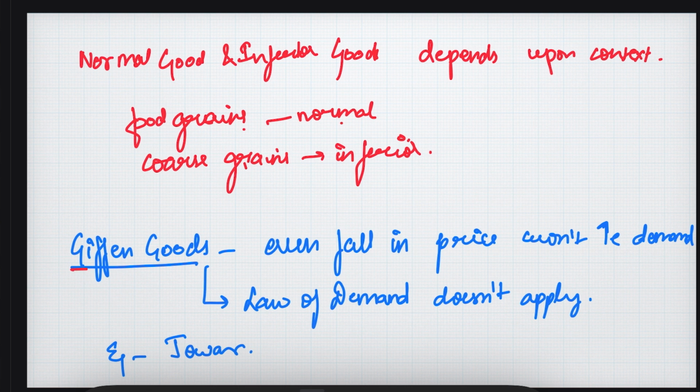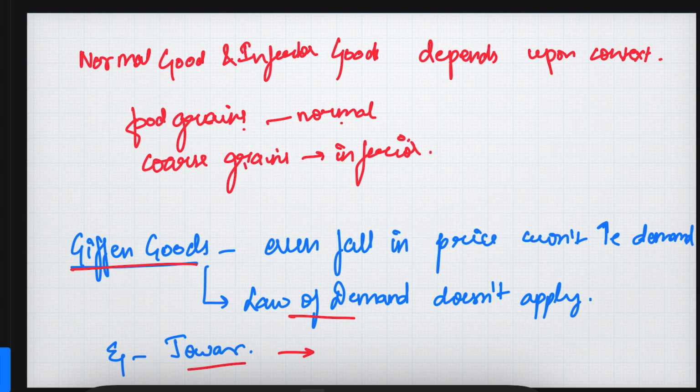Now, there's something called Giffen goods. These do not follow the law of demand. Even if the price falls, even then the demand won't increase. That is, even if the price, let's say, of jowar falls, even then there would not be a drastic increase in its demand, because there is a certain limit to which one can consume jowar.